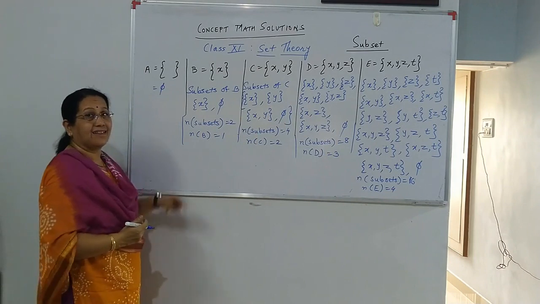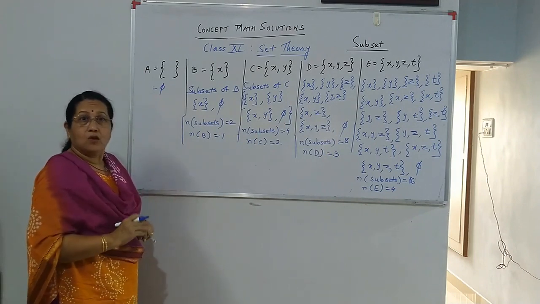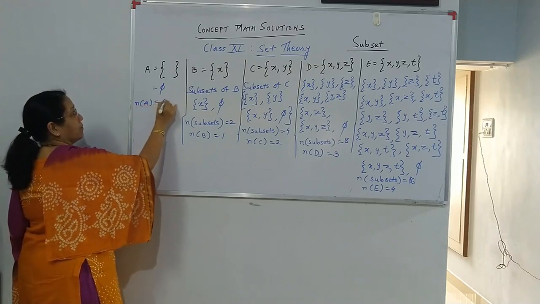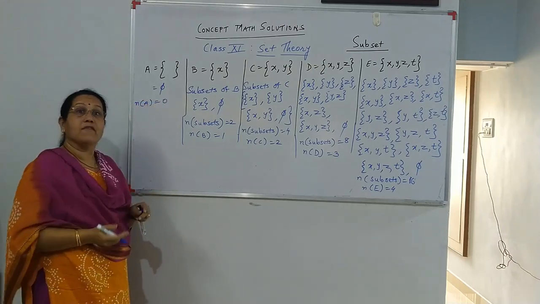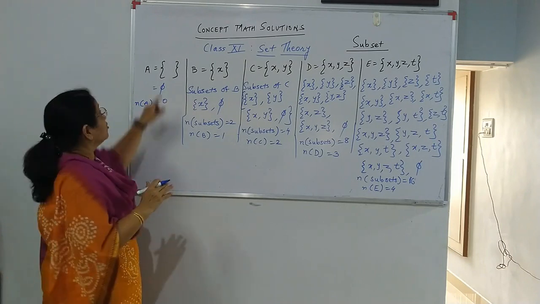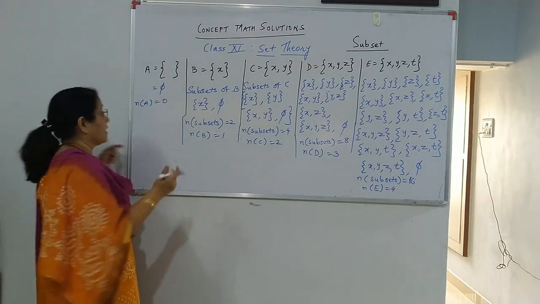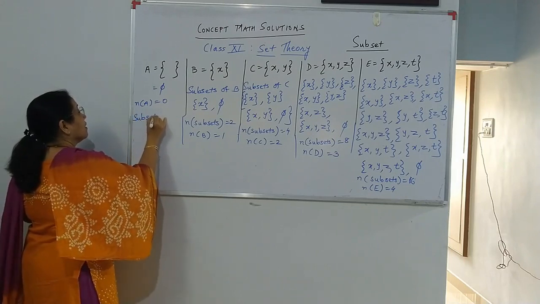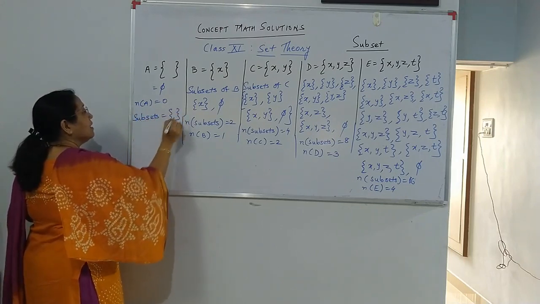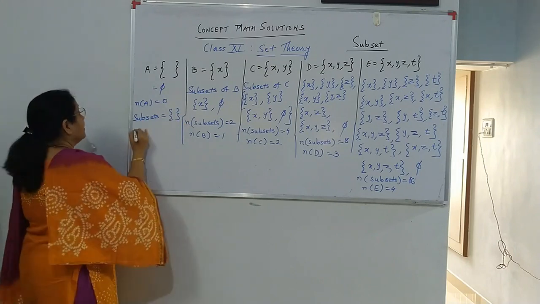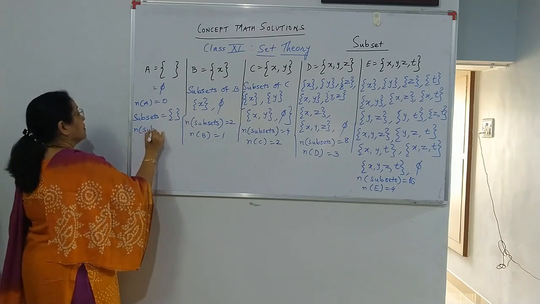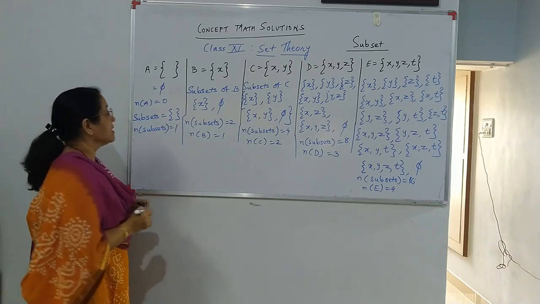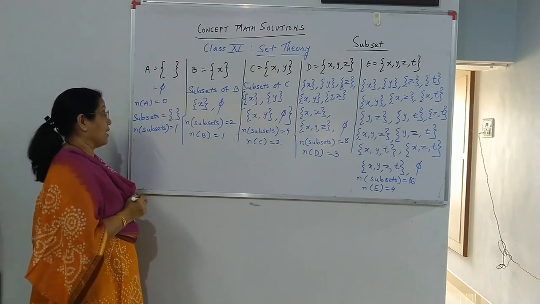A null set. Now I am coming here. No elements. Number of elements in A is 0. Right? We know every set is a subset of itself. So this set will be a subset of itself. That is, subsets of A are only this phi, the null set. That is, number of subsets is 1.